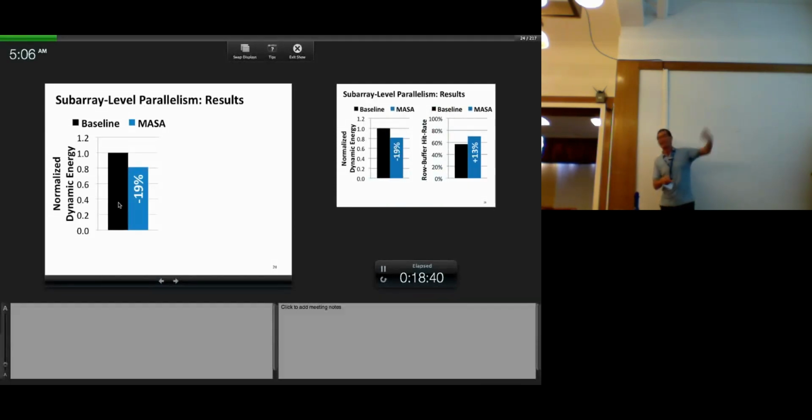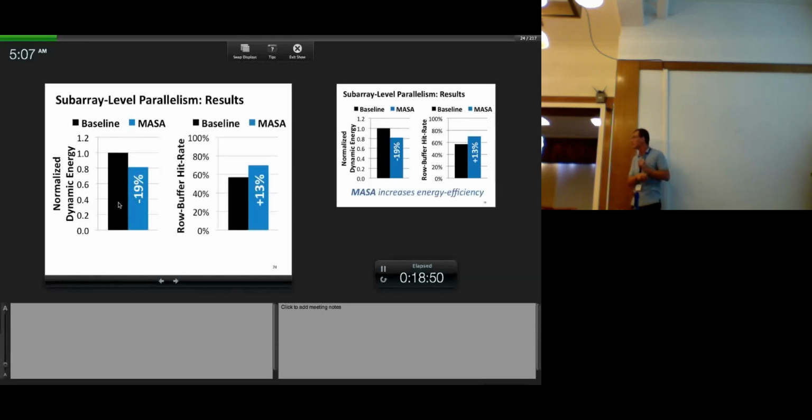Okay, a little bit more. This also actually reduces dynamic energy, as I discussed. Because you have multiple row buffers open, you can reduce dynamic energy in DRAM by about 19%. And this happens because your row buffer hit rate improves. Right? Your row buffer hit rate increases by 13%. And you can see more detailed results in the paper.